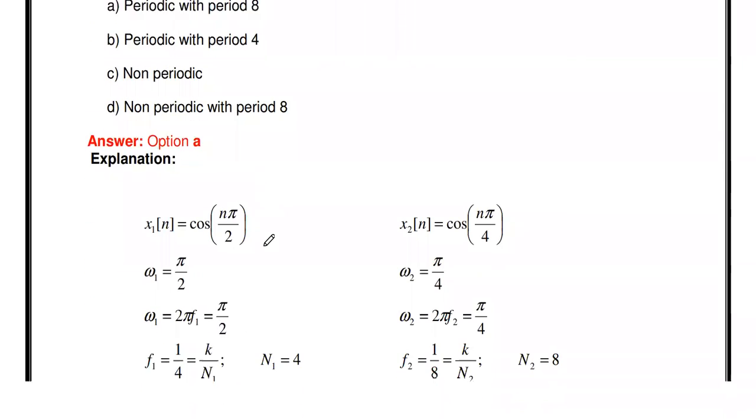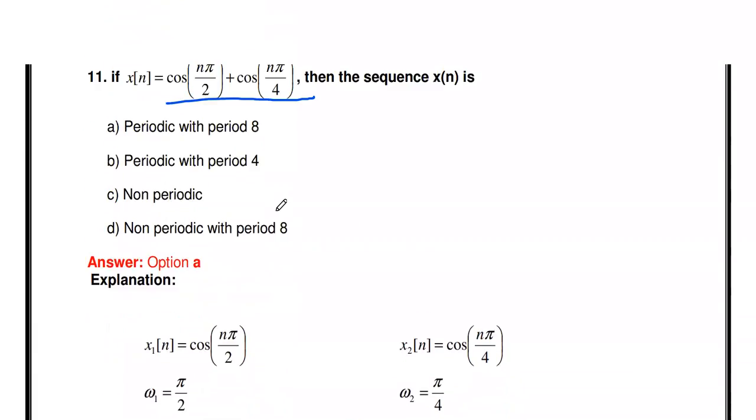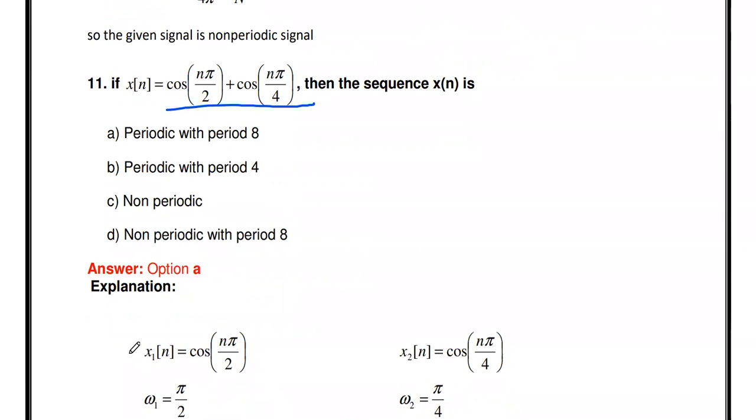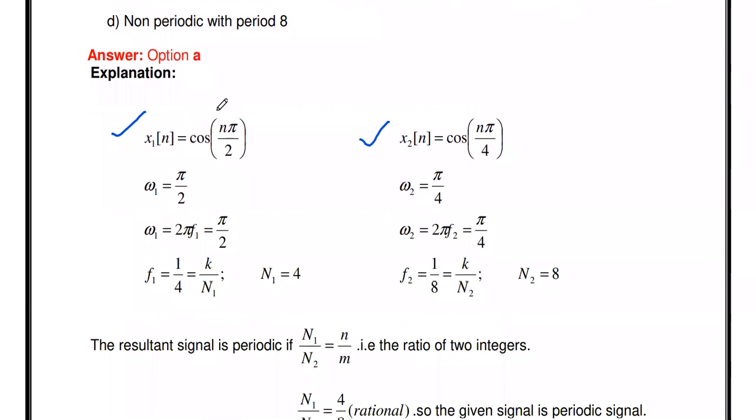So now we can check. Take the first sequence, cos(nπ/2), as x1 of n, and cos(nπ/4) as x2 of n. The first sequence we compare with the standard cos(ωn). So in the place of ω, π/2 is there. Similarly, here in the place of ω, π/4 is there.